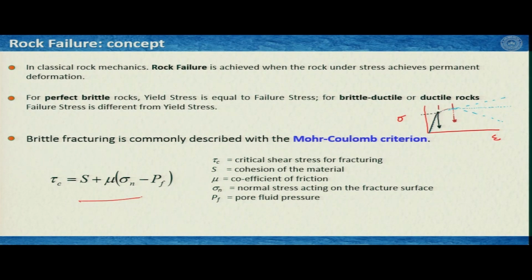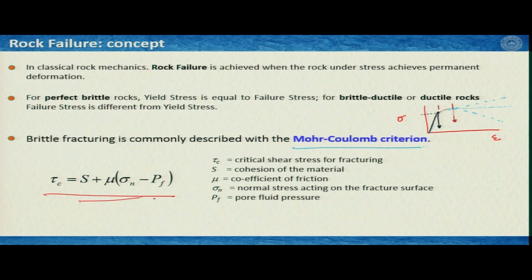But the brittle fracturing or rock failure expressed by fractures is commonly described by a relationship which is known as the Mohr-Coulomb failure criteria. Now, we have learnt about this before, where this equation is expressed as shear stress is equal to cohesion plus mu, which is the coefficient of friction, multiplied by normal stress minus pore fluid pressure.